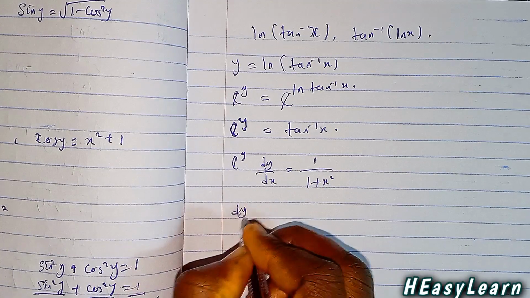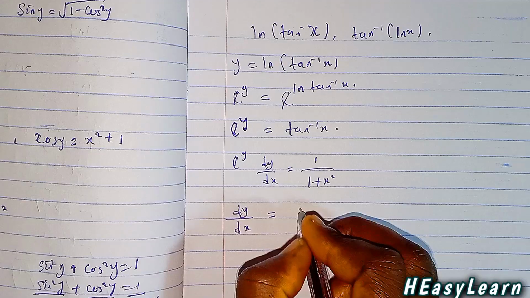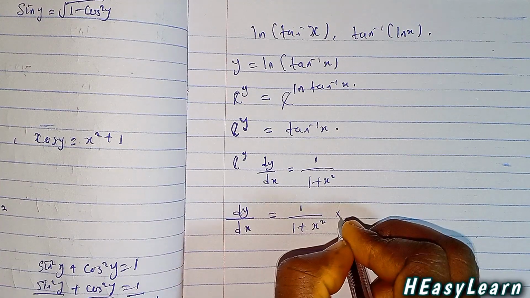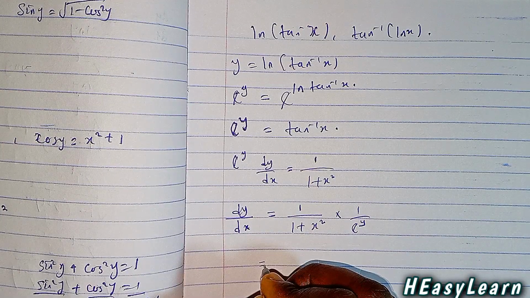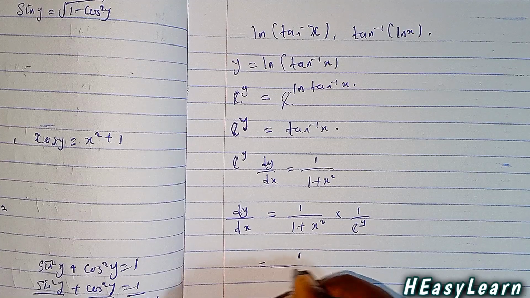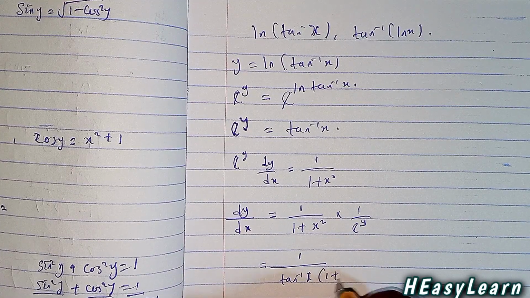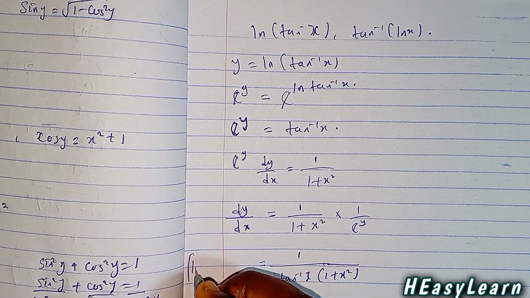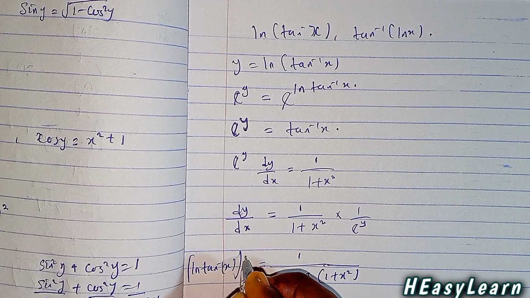So make dy/dx the subject of the formula. This is 1 over 1 plus x squared multiplied by 1 over exponential y. What is exponential y? Exponential y is tan inverse of x. This is the same thing as 1 over tan inverse of x multiplied by 1 plus x squared. This is the derivative of ln tan inverse of x.